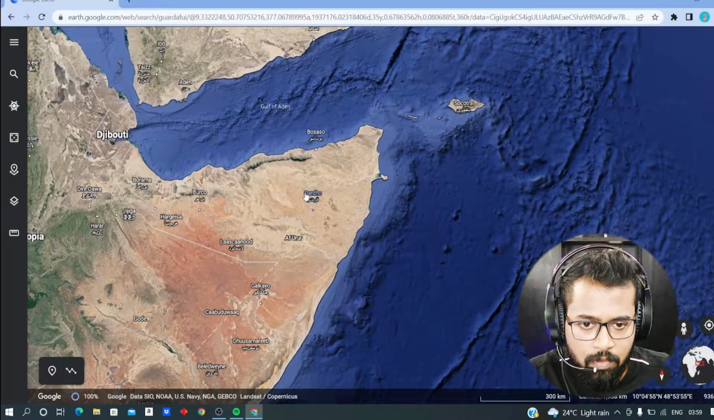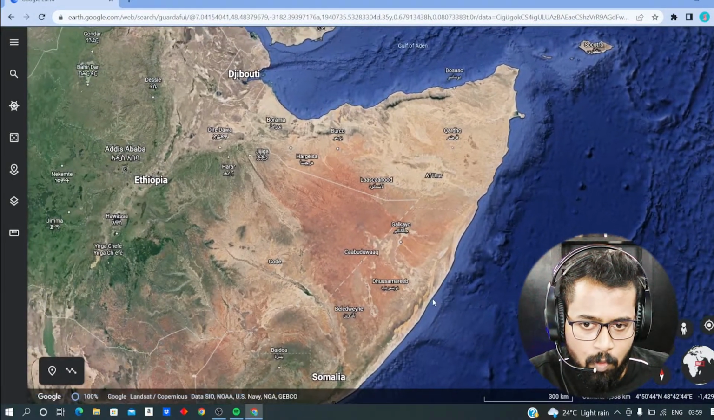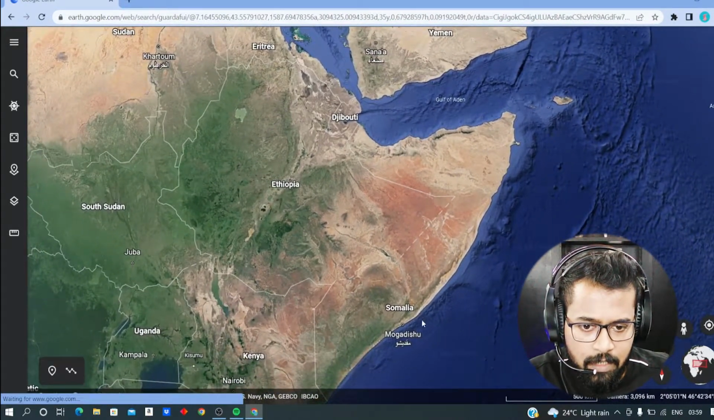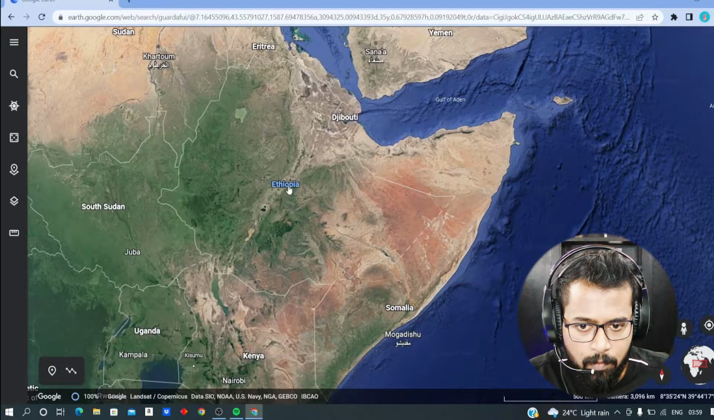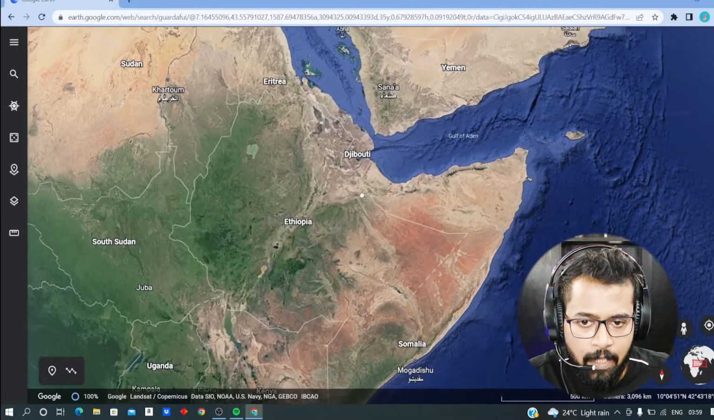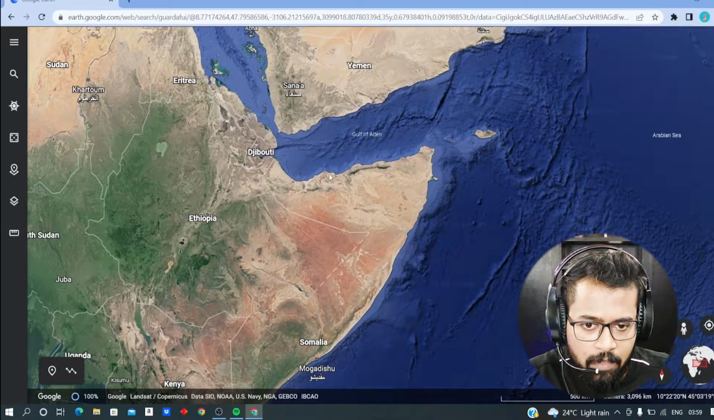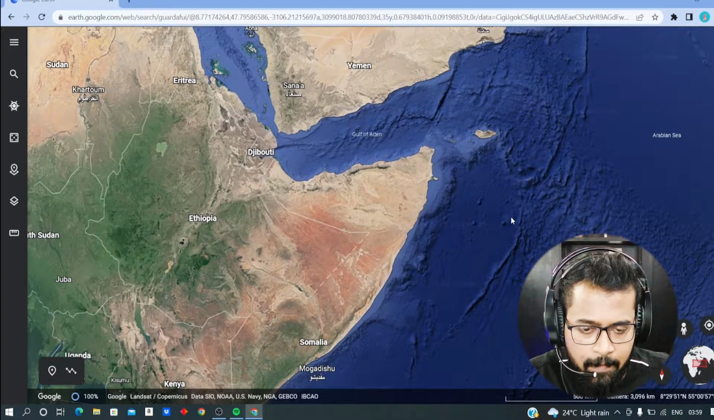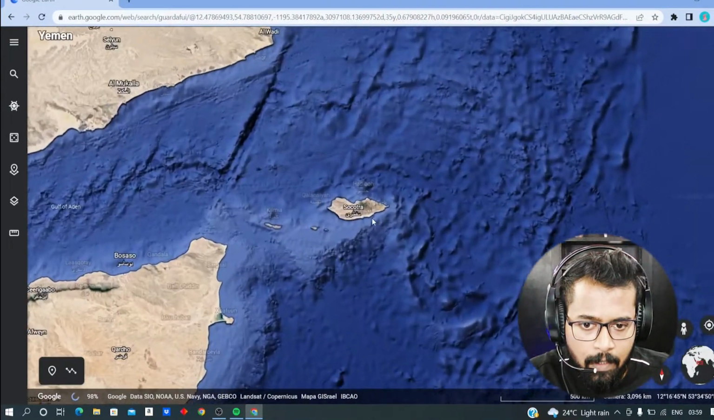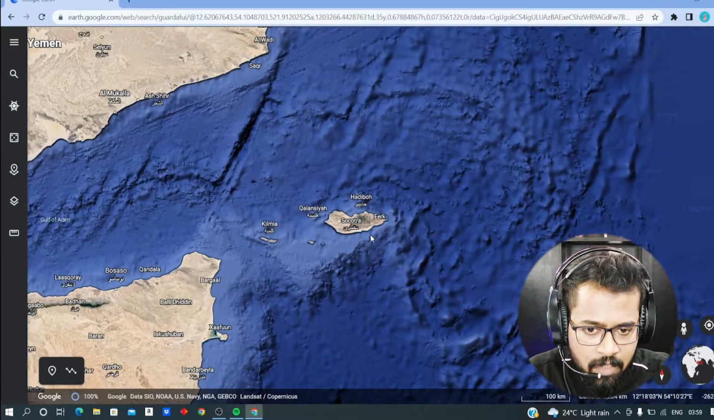Socotra is located to the east of Horn of Africa. In Horn of Africa, you will be able to see the countries of Somalia, Ethiopia, Djibouti, and Eritrea. So, Socotra is located very near to Somalia. Socotra is a very poor governorate of Yemen.